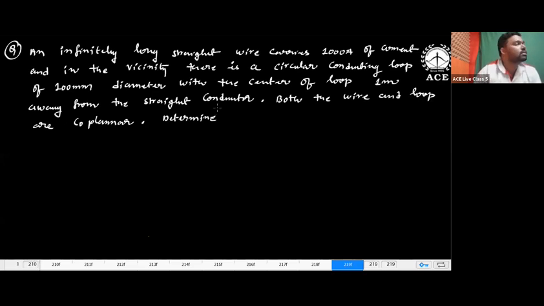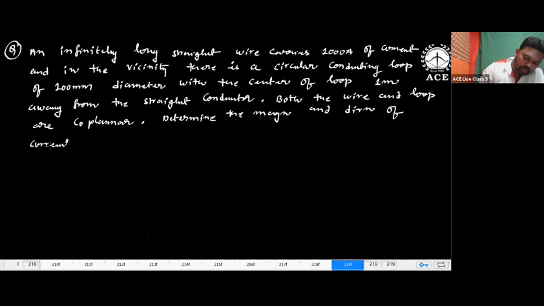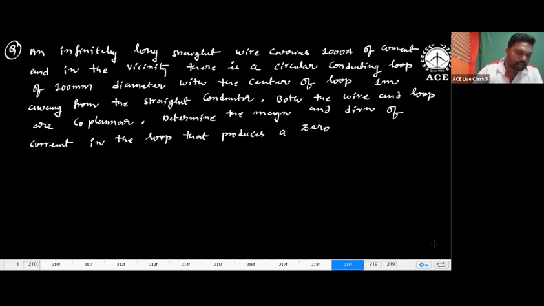Determine the magnitude and direction of the current in the loop that produces a zero flux density at its center.